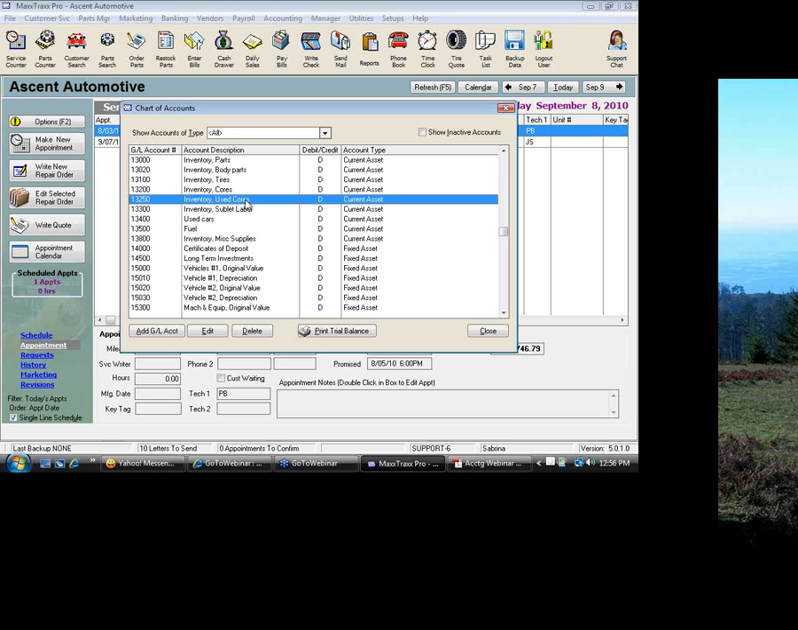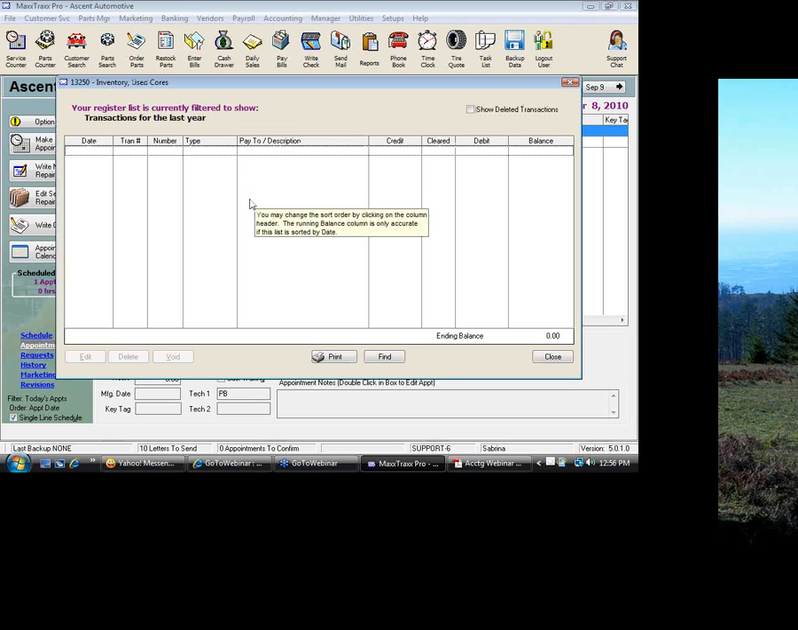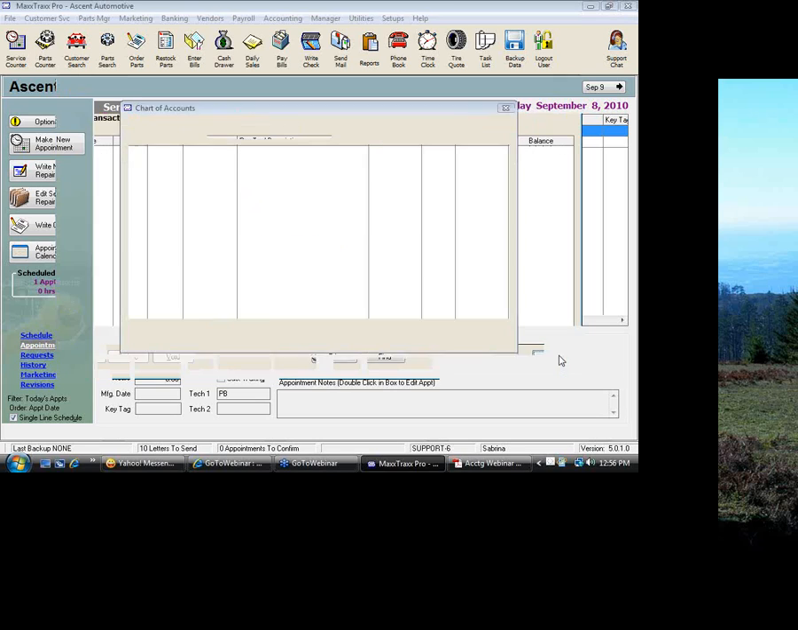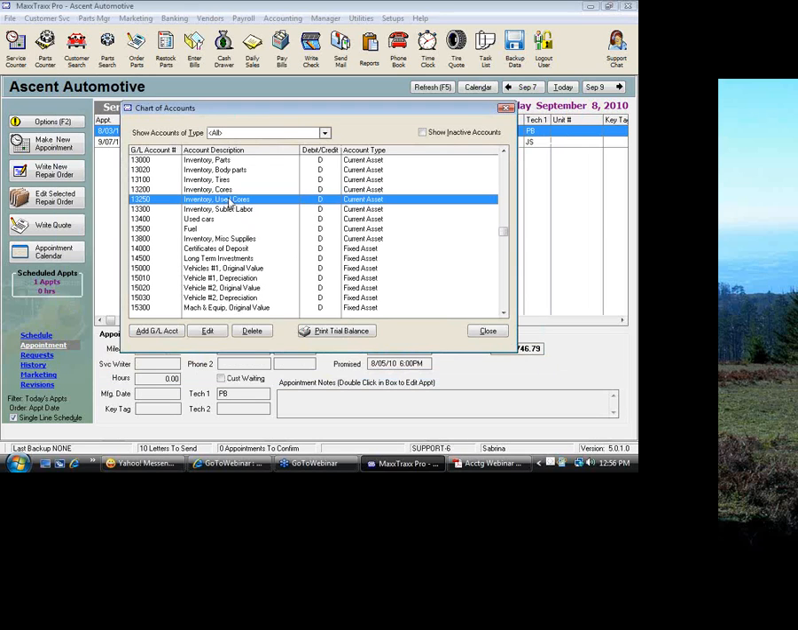Now what happens is once you return that used core back to the vendor and you get a credit memo, you actually post that credit memo. And this is done automatically through the restock parts feature. It automatically will credit that used core account. In fact, let's look to see, just for fun, if I got any in it. I actually don't have any in there. But that's how that works. Any questions on that, tracking cores in the system?